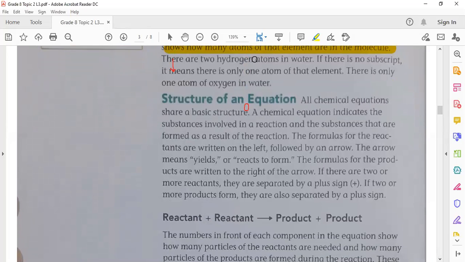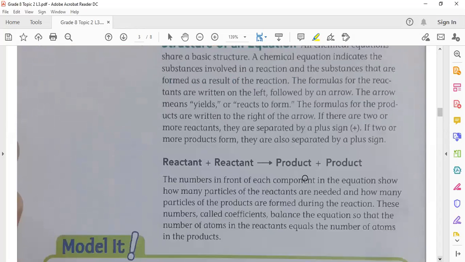Look, when you want to draw or model any chemical reaction, when you want to write any equation, it must be like this. Reactant plus reactant. If there is another reactant, you put a plus between them, then you put an arrow, then you put the product.